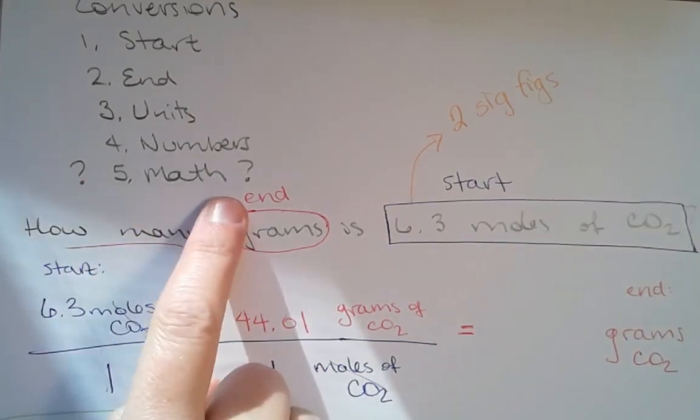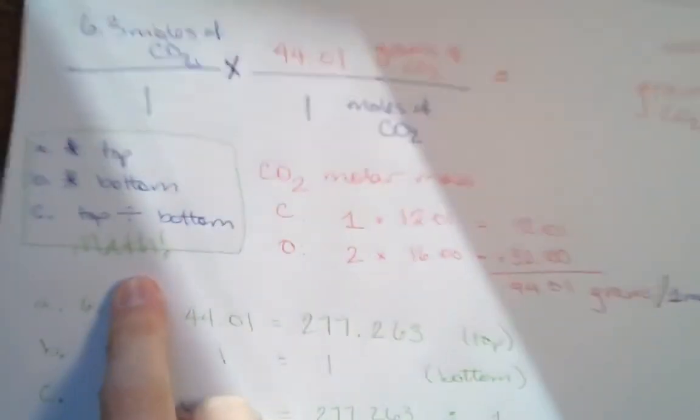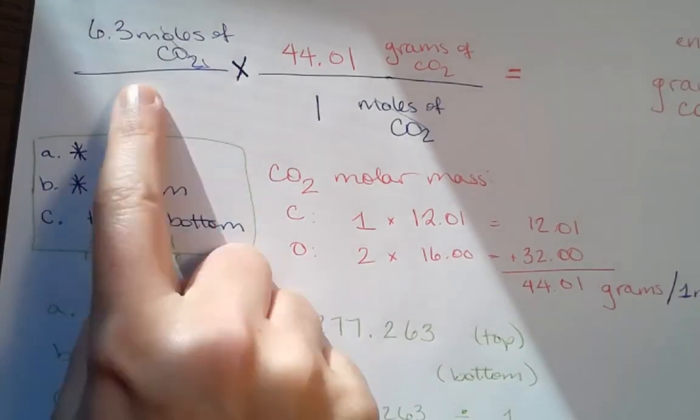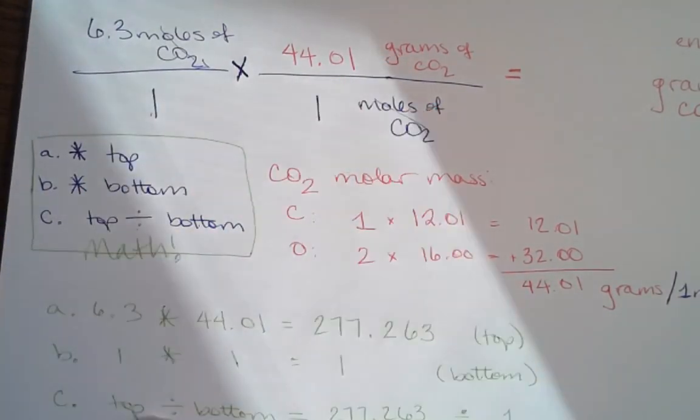This video is about the math step. The math step is this right here. Multiply the stuff across the top, multiply the stuff across the bottom, take the top divided by the bottom. That's your math.